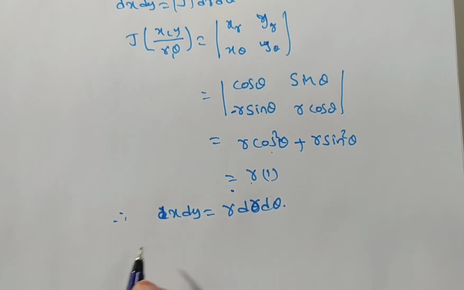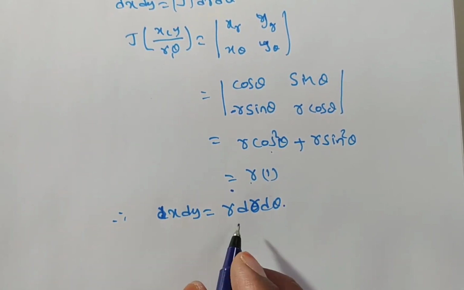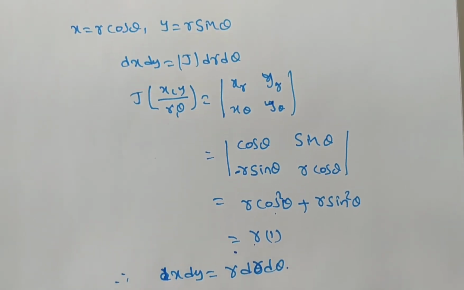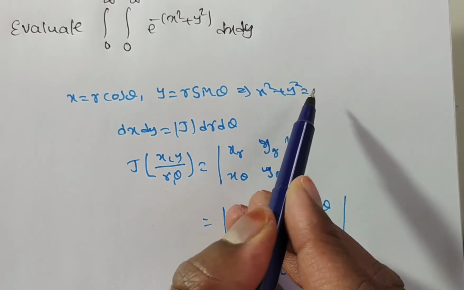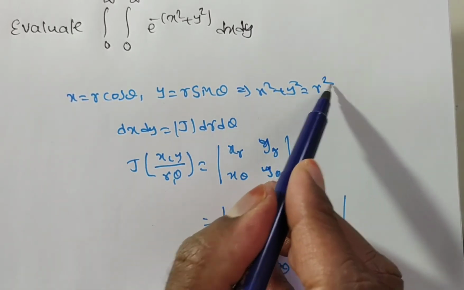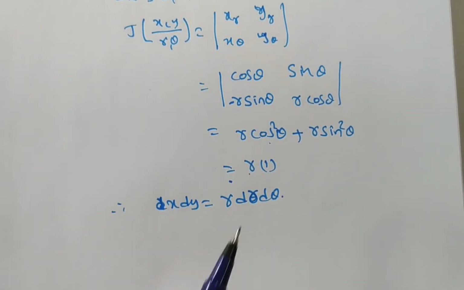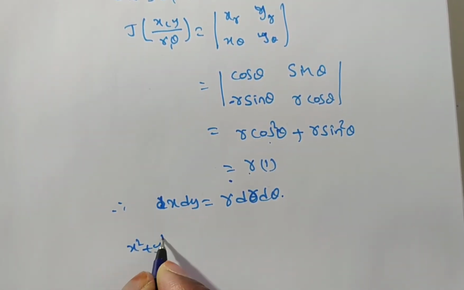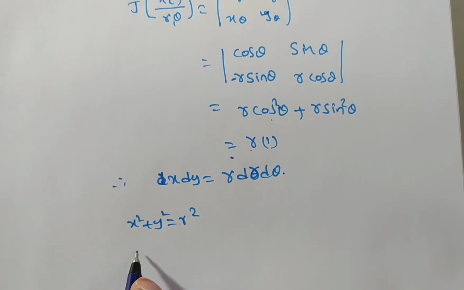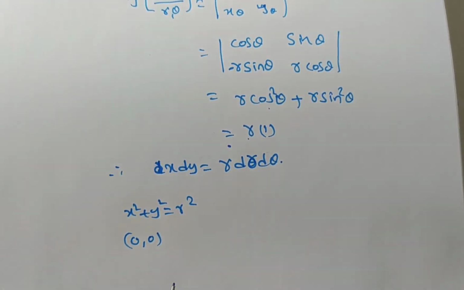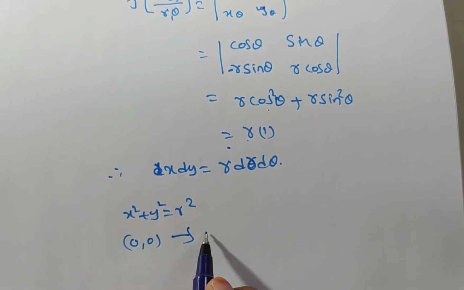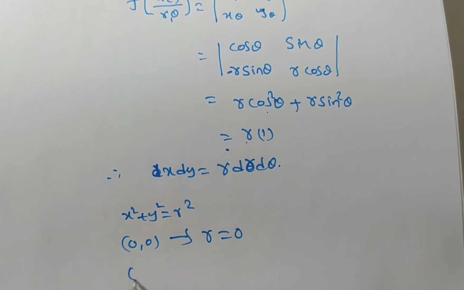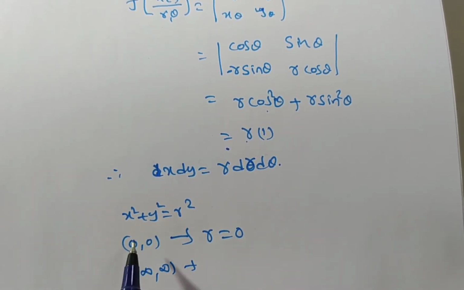Next, we also need to change the limits from x, y to r, theta. From x equal to r cos theta and y equal to r sin theta, we can write x square plus y square equal to r square cos square theta plus r square sin square theta, which is nothing but r square. So from this we can get the limits directly. What are the lower limits? We have x and y as 0. Substituting x and y as 0, we have 0 square plus 0 square is 0, so r is equal to 0. Next, x infinite, y infinite: infinite square plus infinite square gives r square infinite, then r is infinite.